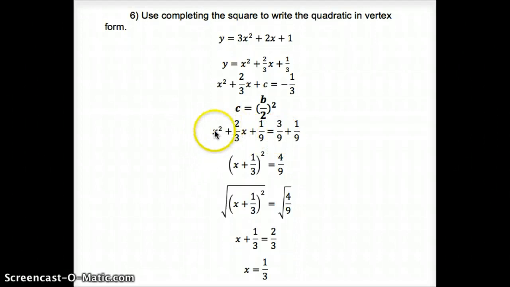So the next step is to factor this. So you'll end up getting (x plus 1/3) squared equals 4 over 9. You can then, to isolate x, take the square root of both sides, and you'll end up with x plus 1/3 equals 2 over 3. And finally, once you subtract 1/3 on both sides, you'll get x equals 1/3 to finish that.